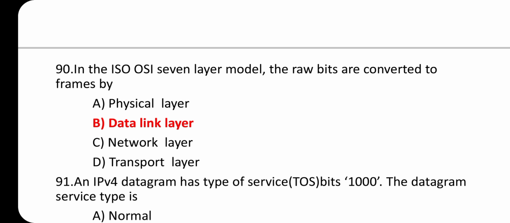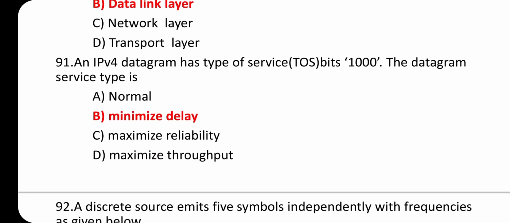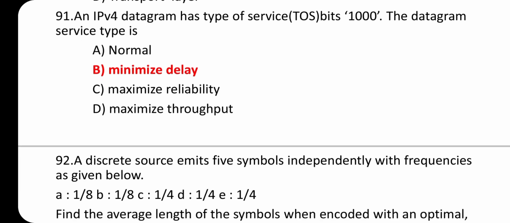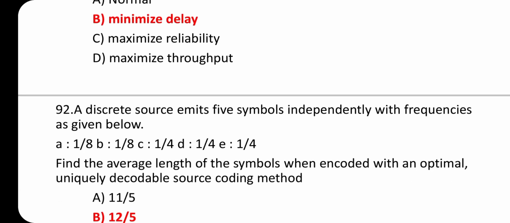19th question. In the ISO OSI 7-layer model, the raw bits are converted to frames by the data link layer. Option B. An IPv4 datagram has type of service TOS bits 1000. The datagram service type is option B, minimized delay.